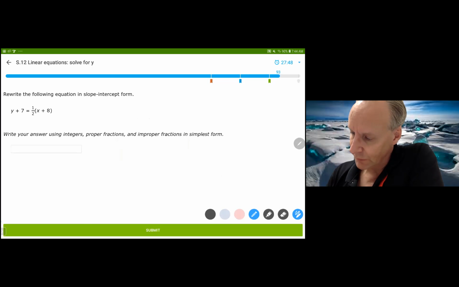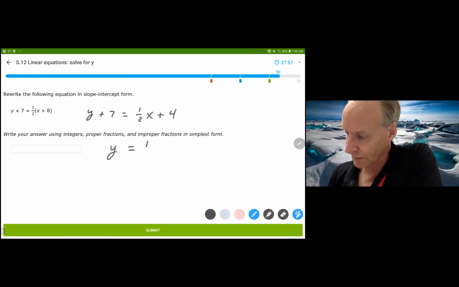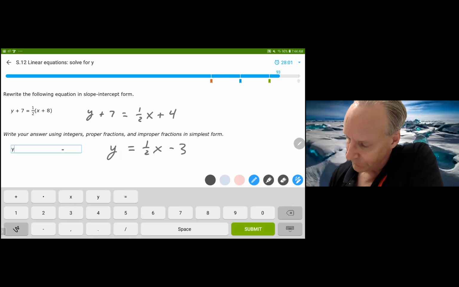So it looks like we have y plus 7 is equal to 1/2 x plus 4. And we're going to subtract 7 and get y equals 1/2 x minus 3. I could have put 0.5, but again, decimals or fractions are usually better than decimals, surprisingly enough.